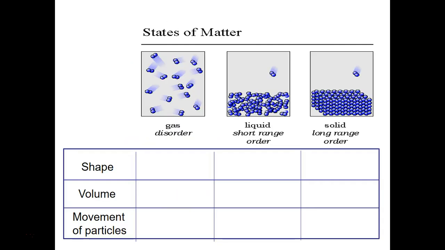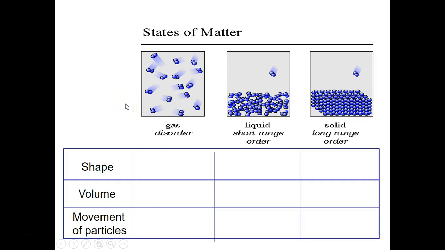Alright, so let's first look at the different states of matter. We know that states of matter means gas, liquid, and solid. So we're going to talk about the shape, volume, and the movement of particles in these different states. Now, let's first focus on the pictures. We can see in these pictures that the gas particles are very far apart from each other. In liquid, they're closer together, but they're not quite as close together as they are in a solid. So let's talk about gases first.